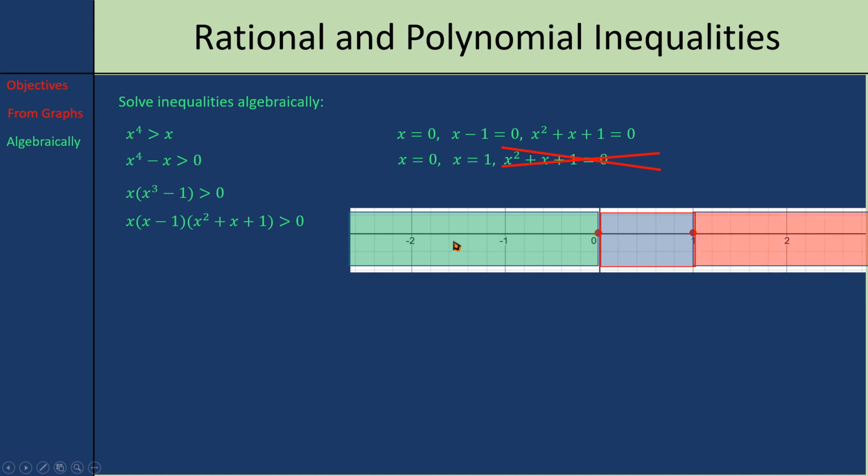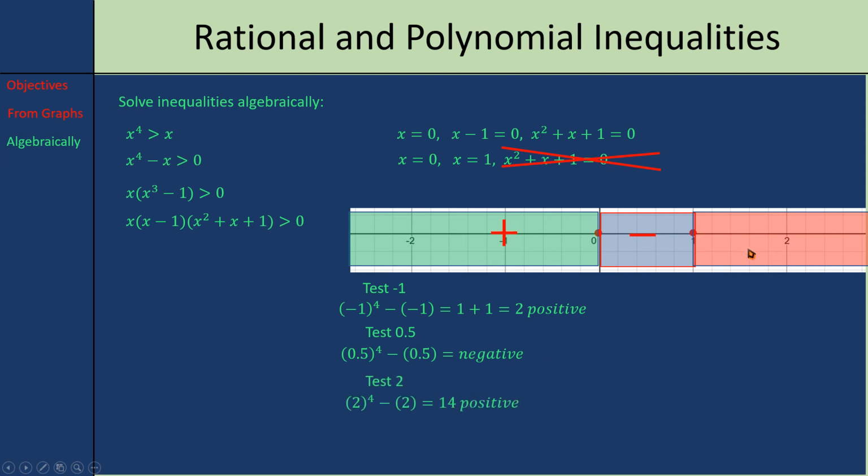So I just test a number in each section, right? First of all, I'm going to test -1 for the green area. And that gives me a positive number, right? Because I put in -1 to the fourth minus -1. It gives me a positive number, so I know this whole area is positive. And I test a number in between here, and I get negative. So this whole area is negative. And then I test this one. I test 2, and it gives me positive.